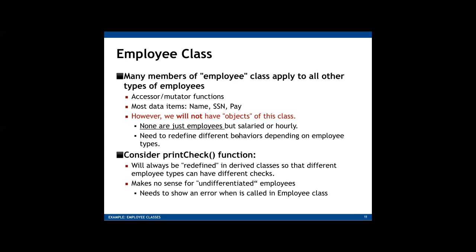So we are not going to create an object for the employee class. It will be used just for defining other types of employee classes. And the print check member function displays the information of checks. The definition of the print check member function always changes in derived classes so that different kinds of employees can have different kinds of checks. We will talk more about redefining member functions in the following sessions.